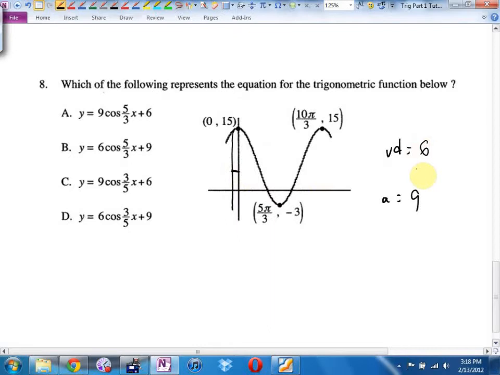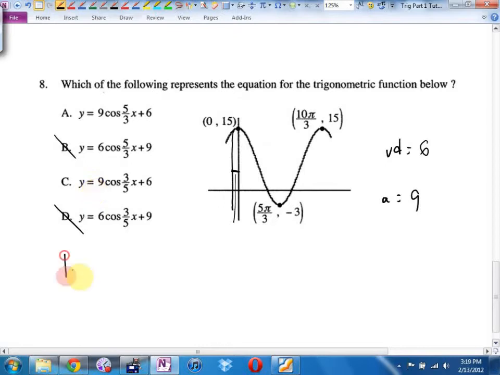Okay? And right away, Emily, I would go like this. No, no. What's the amplitude? What's the highest point? 15. You must have gone 9 up from the middle, and you must have gone 9 down from the middle to get to -3. It's got to be 6. All right? And amplitude goes there. Vertical displacement goes there. So I crossed out B and C, or B and D.